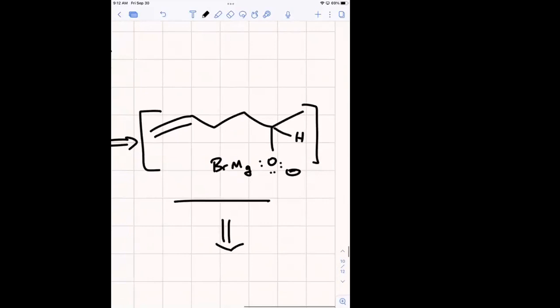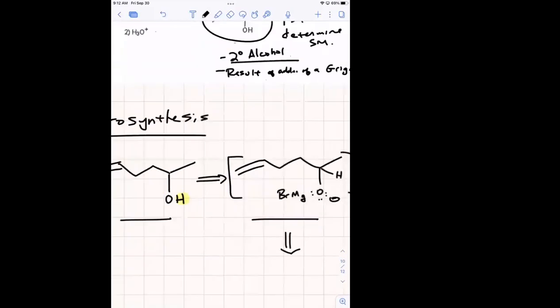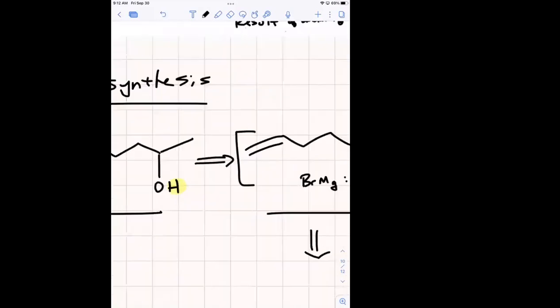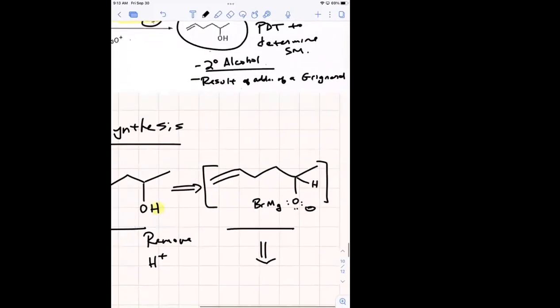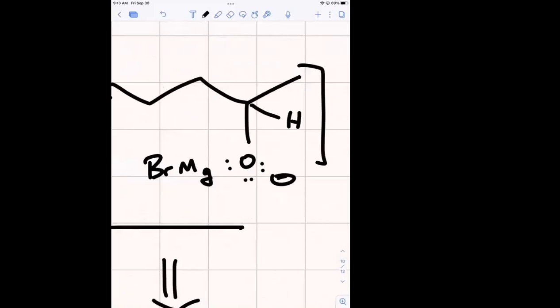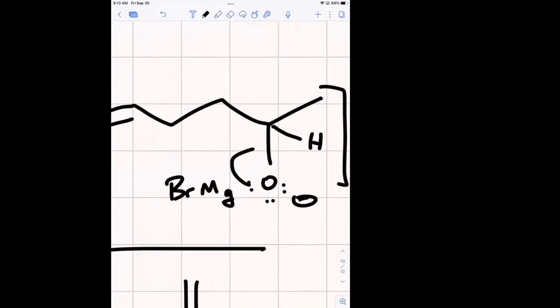Now, once we pull off the hydrogen, this is a method that'll work under any circumstances. If you have an alcohol that's the result of a Grignard addition, this is going to work under any circumstances. So you remove the proton, right? Take that proton off. Now you're here, and then here we're going to collapse this down and put the pi bond back in.